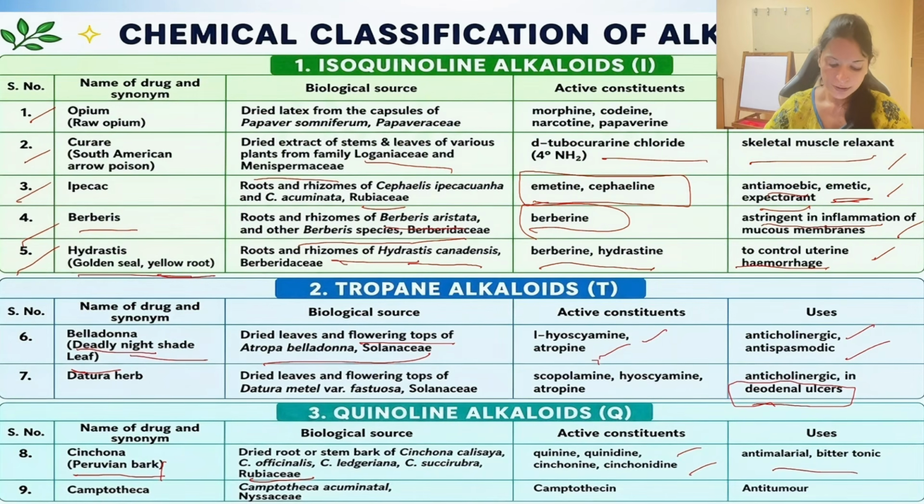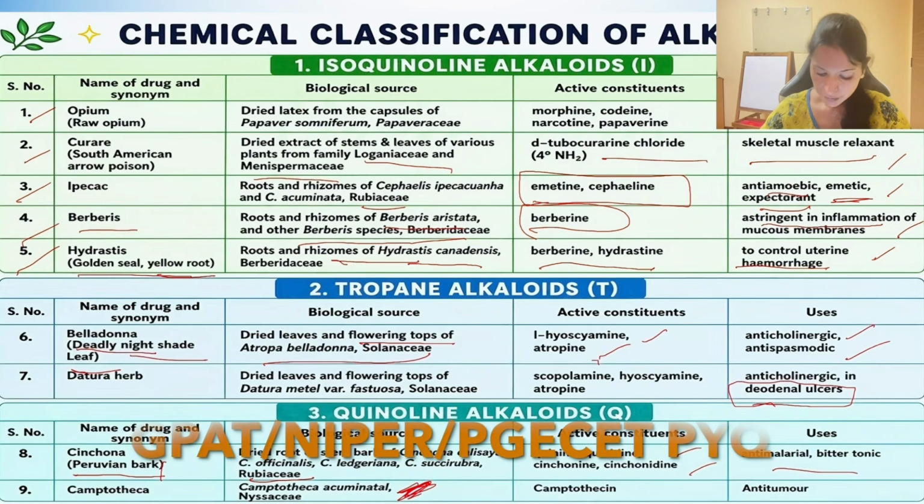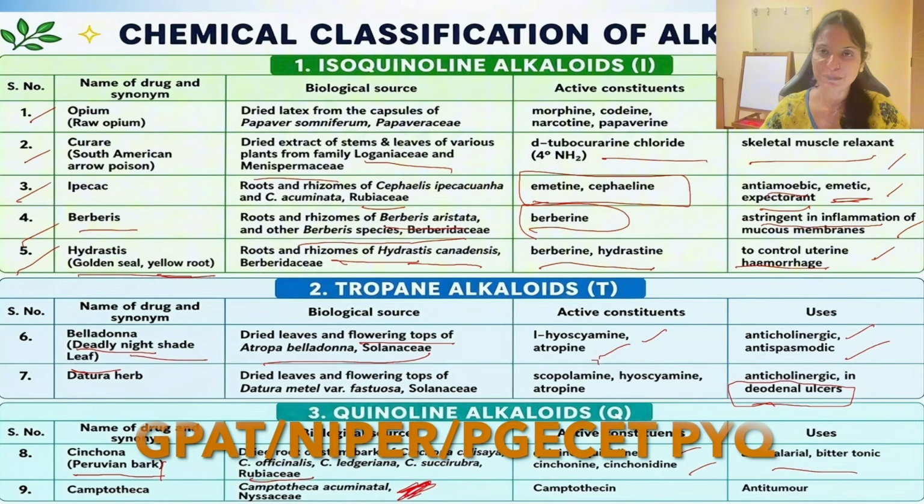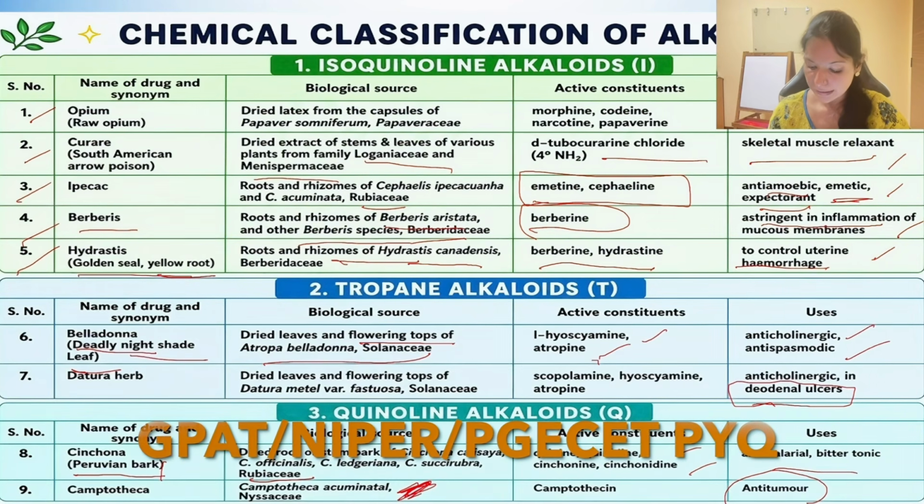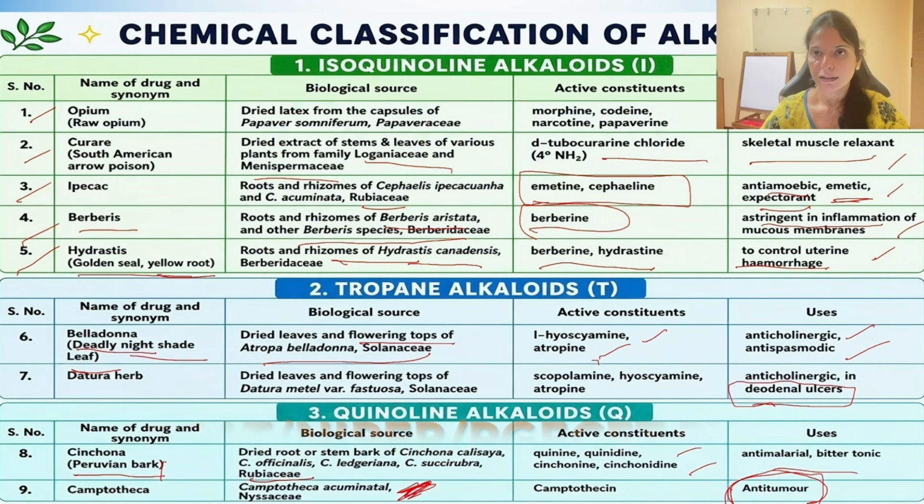And another example of this quinoline alkaloid is our camptotheca. Camptotheca acuminata is the source, and it belongs to the family Nyssaceae. And this was also our PYQ. So the family Nyssaceae was also repeated in our GPAT and PGECET. And here the active constituent is camptothecin.